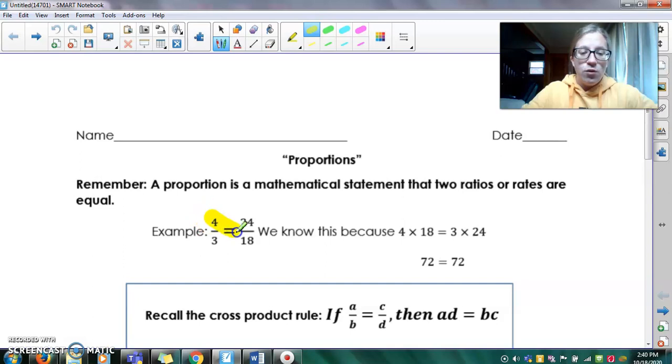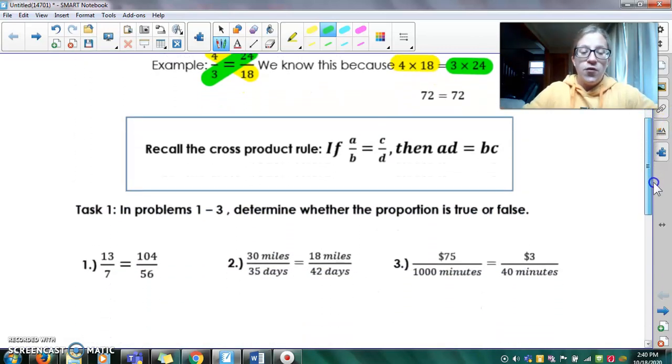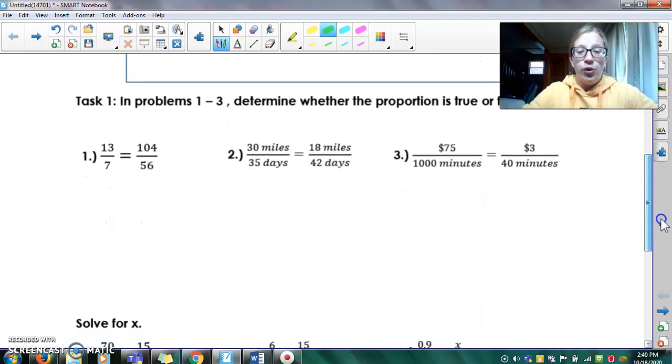I can say that 4 times 18, that's right here, better equal 3 times 24. That's right there. And if I take the time to put 4 times 18 into my calculator, we get 72. 3 times 24 is also 72. The moment that those two pieces of information equal each other when we cross multiply, we know for sure that these are a proportion.